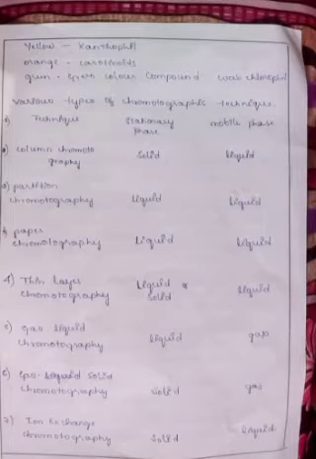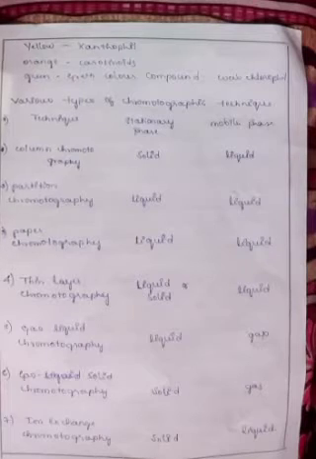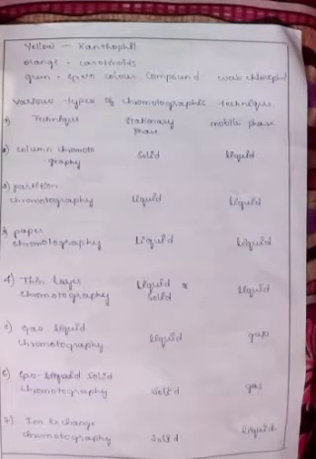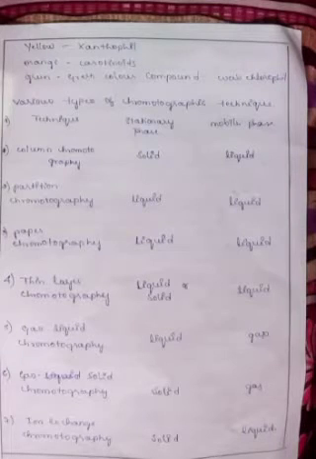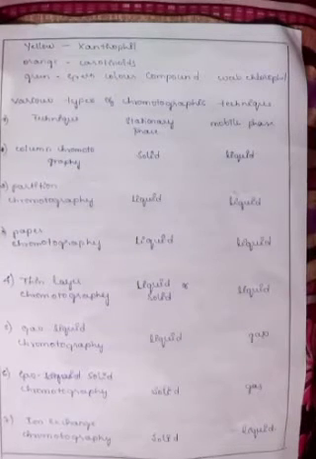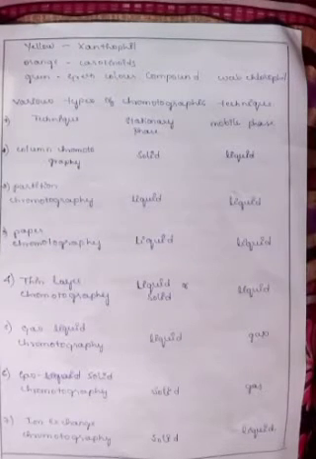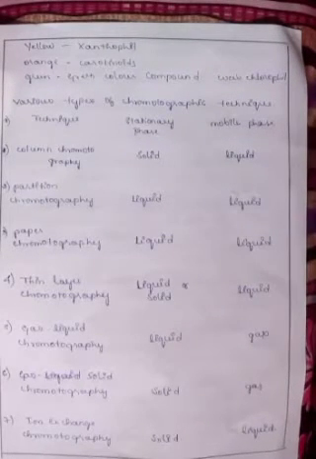Various types of chromatographic techniques are column chromatography, partition chromatography, paper chromatography, thin layer chromatography, gas liquid chromatography, gas solid chromatography, and ion exchange chromatography. In column chromatography, stationary phase is solid and mobile phase is liquid. In partition chromatography, stationary phase is liquid and mobile phase is also liquid. In case of paper chromatography, stationary phase is liquid and mobile phase is also liquid.